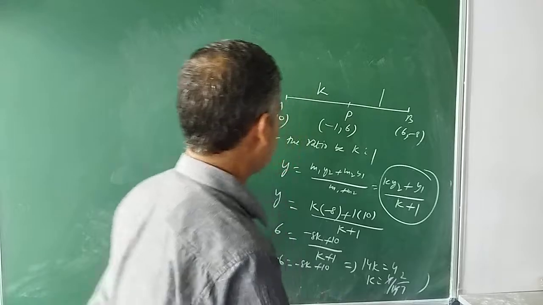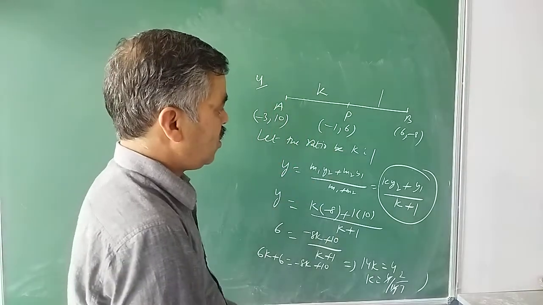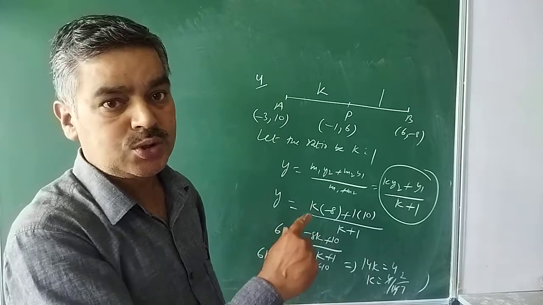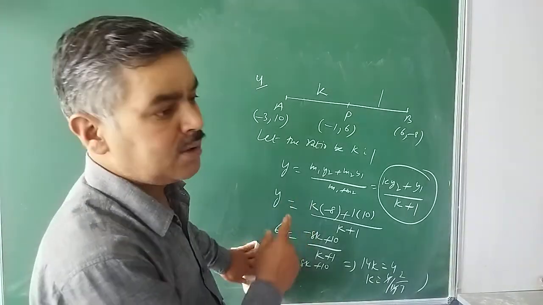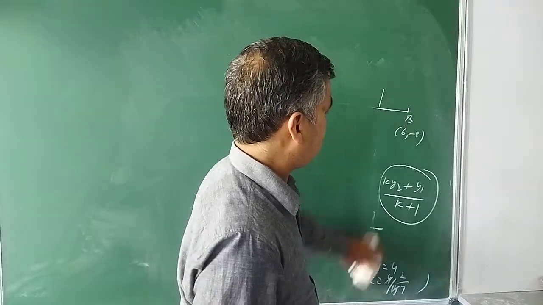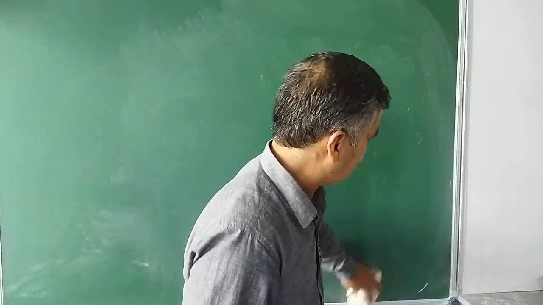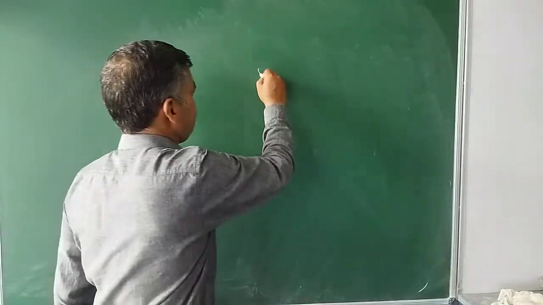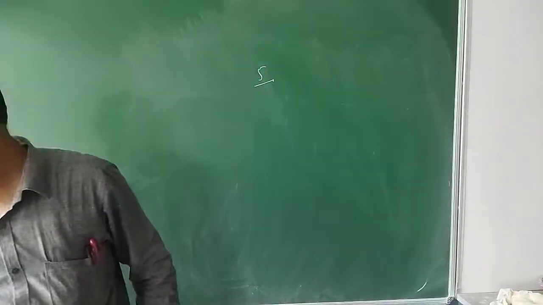So that is the end of question number 4, an application of the section formula to calculate the ratio, which I introduced just in the beginning part of this lecture. So let us see number 5 now. So here is question number 5.